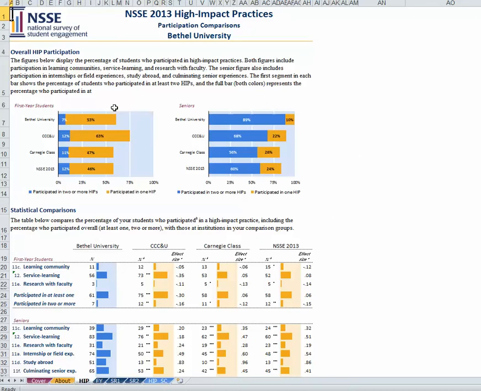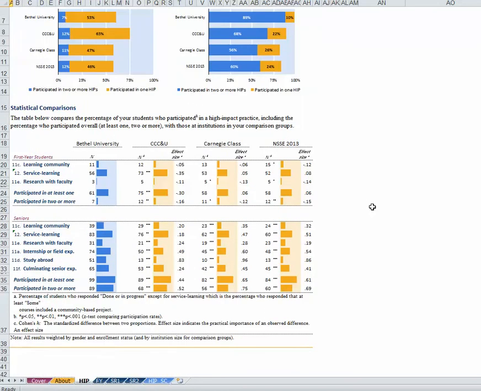They give a breakdown of the results of the participation levels. So the blue says they participated in 2 or more of these HIPs. Yellow means they participated in 1 of them. Here you've got first year students. Here you've got seniors. And then down here for the specific areas, you see the breakdown differences for Bethel in the comparison groups. And again, a reminder that whenever you see those asterisks, that's saying that there are significant differences between the 2 groups.